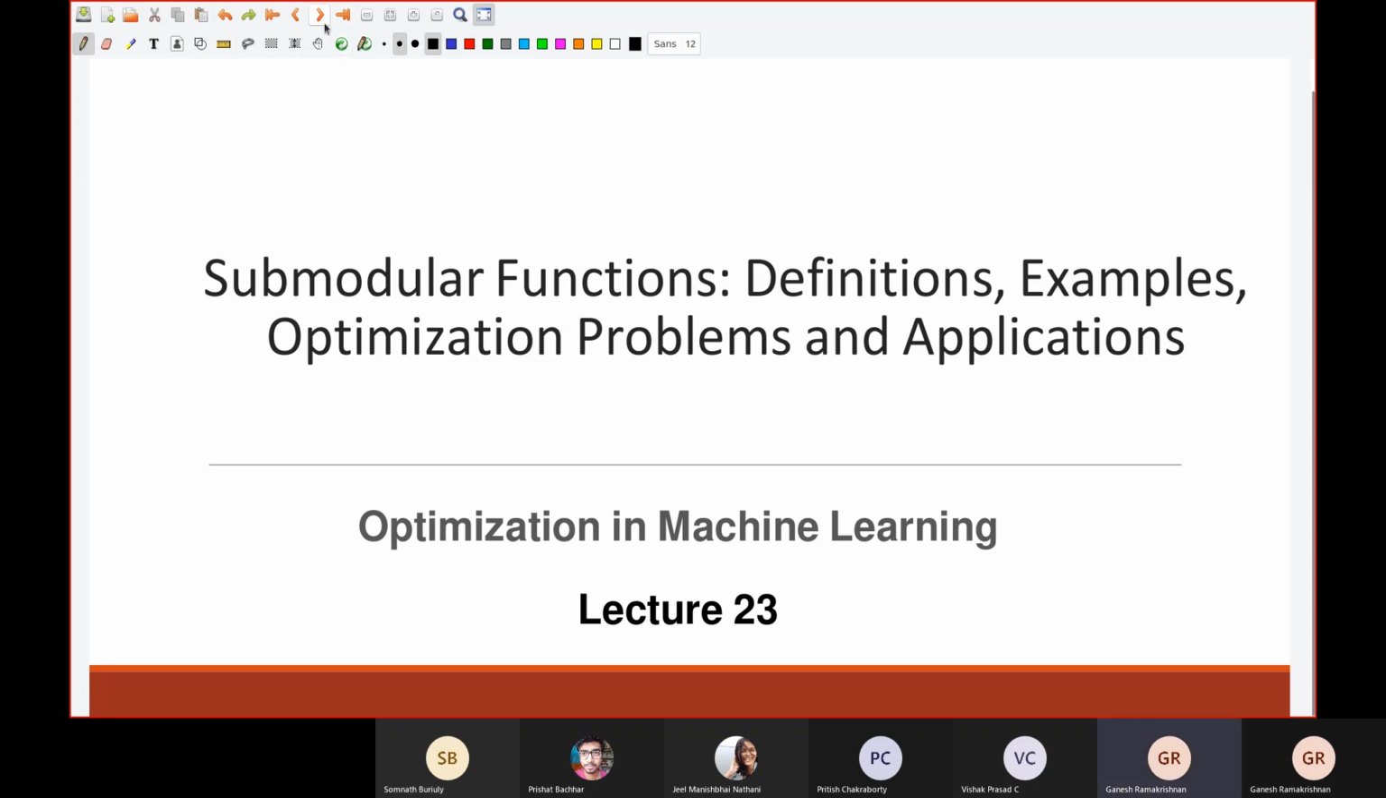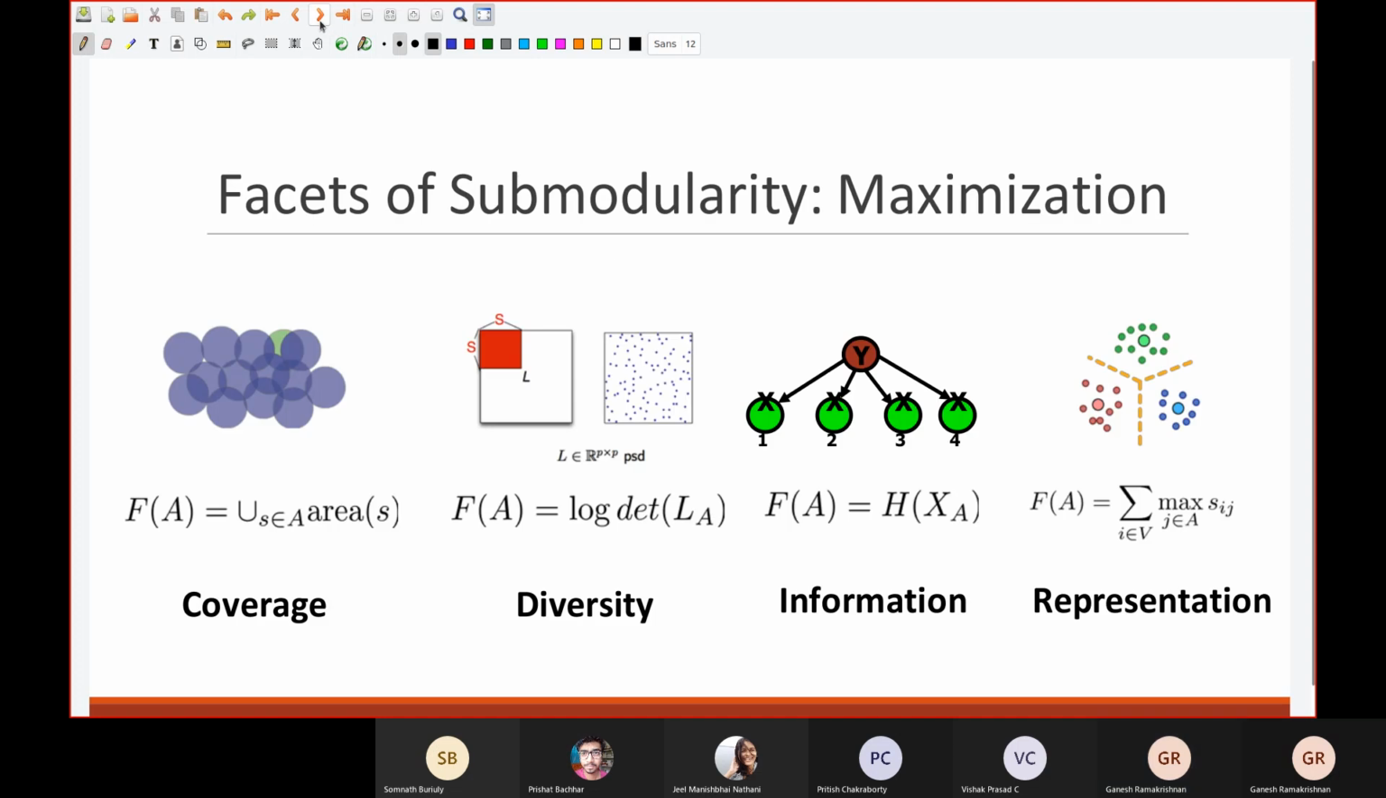Yeah, so welcome to lecture 23. I briefly recall we talked about the maximization facet of submodularity and kind of motivated all of these. We spent a bit of time on the representation part.